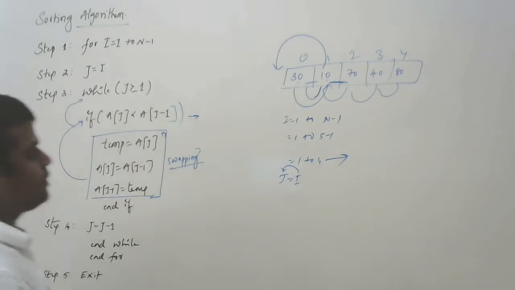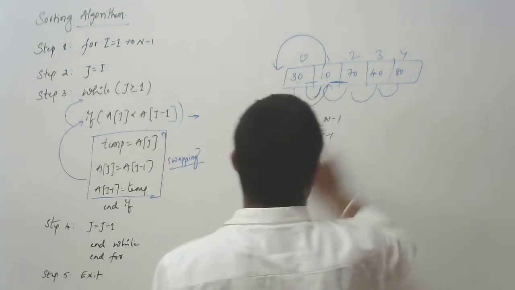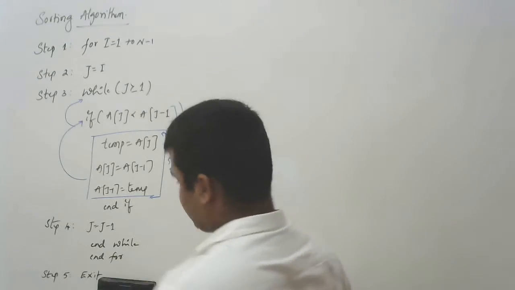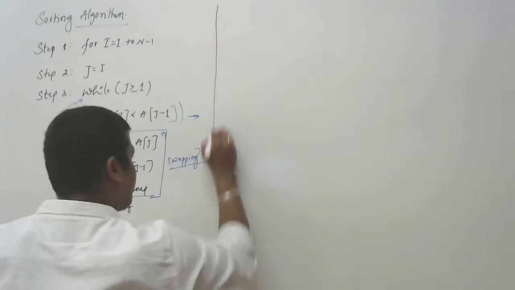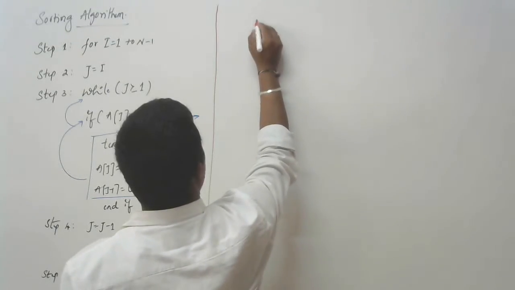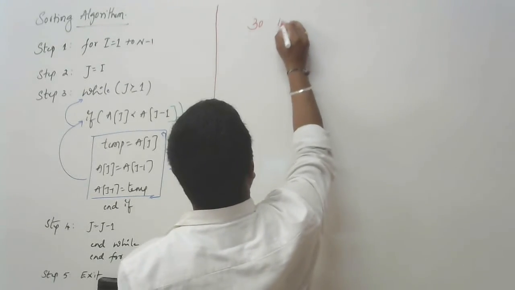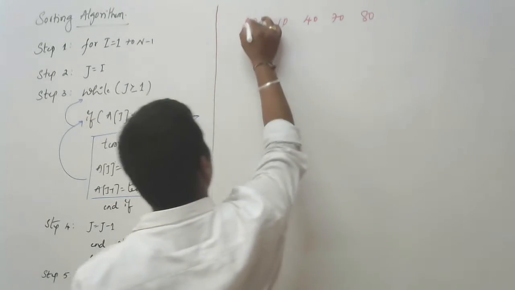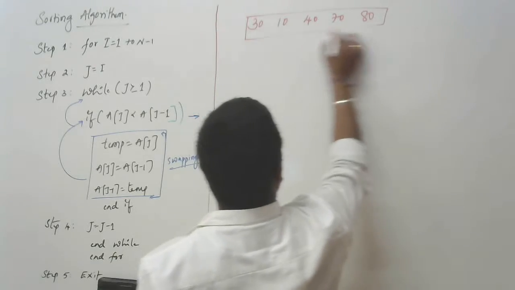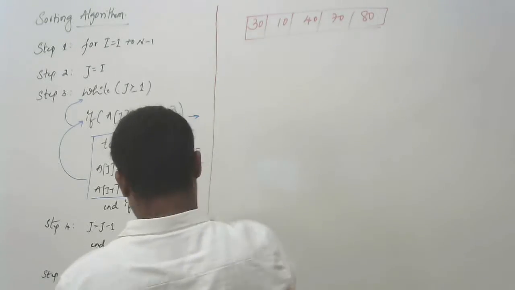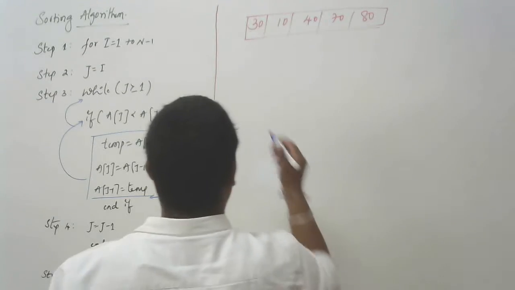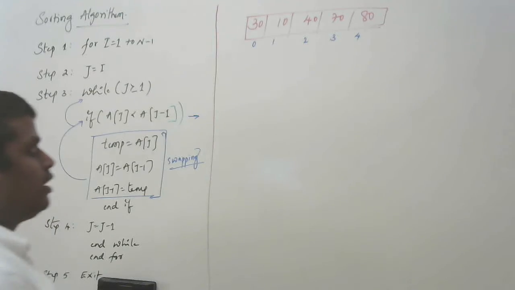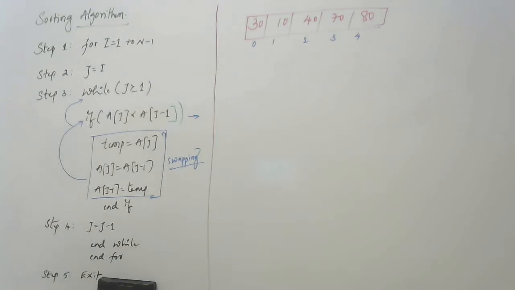Fine. Let me start the working pattern. How will this statement work? Let me consider the data elements. The same thing I will take: 30, 10, 40, 70, 80, which are stored in memory locations with some positions. And the position names are 0, 1, 2, 3, 4. I want to arrange these elements in ascending order.